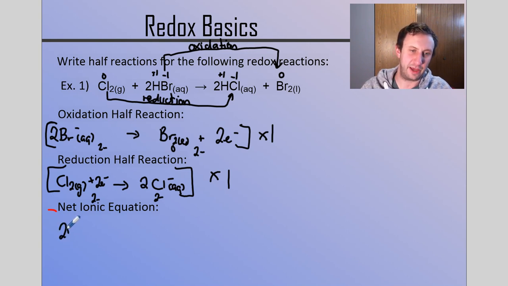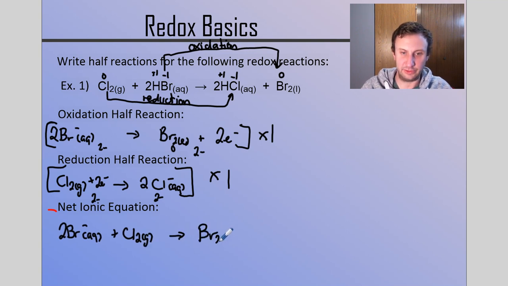So now that I've seen that, I can actually just rewrite this. So 2Br minus aqueous plus Cl2 gas makes Br2 liquid and 2Cl minus aqueous. Not writing the electrons, they cancel out.